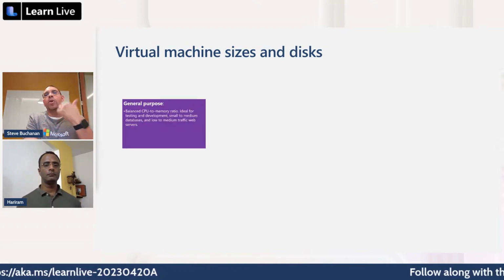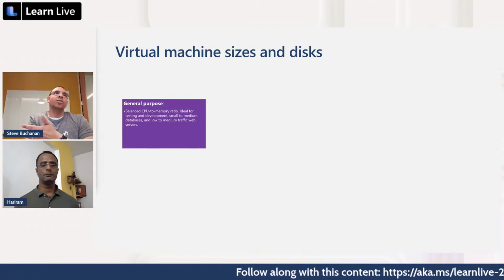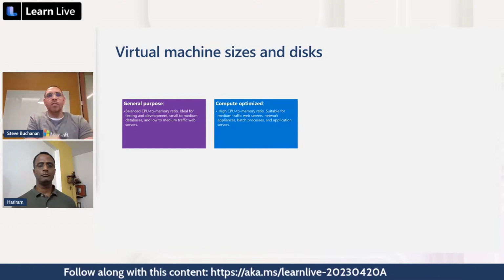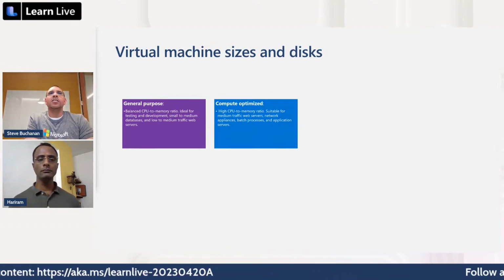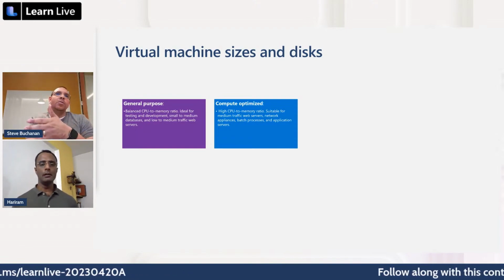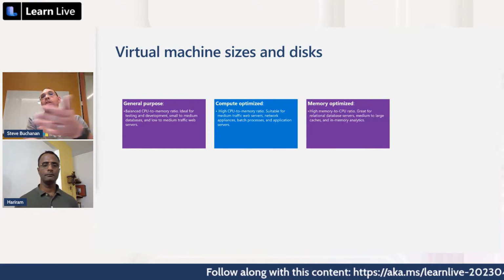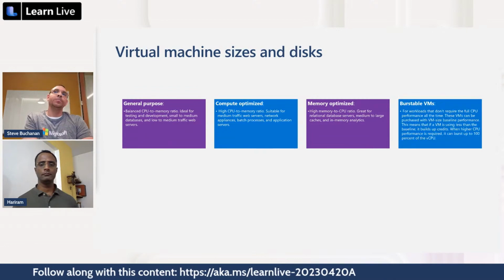Right? There are different purposes with different sizes and disks, and here are some of them. General purpose is basically a fits-all option. Compute optimized, so if you have a high CPU to memory ratio, it's going to be suited for that. Memory optimized, so a high memory to CPU ratio.